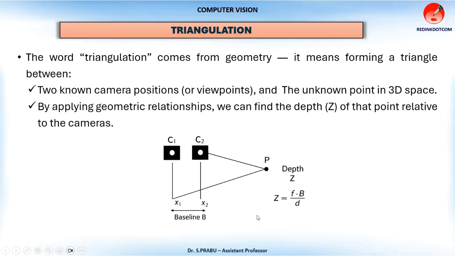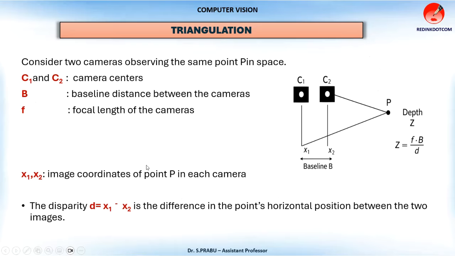Let's see this example. If the object is the same, but I move the camera from one position to another position, the difference between these two positions is called the baseline. The same object is captured at camera 1 position and camera 2 position in slightly different ways. That difference is called small d, and f is the focal length. Then we can identify the depth information. I will show a clearer picture of this concept.